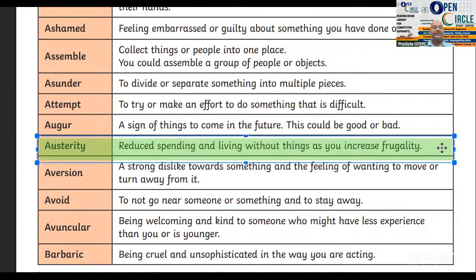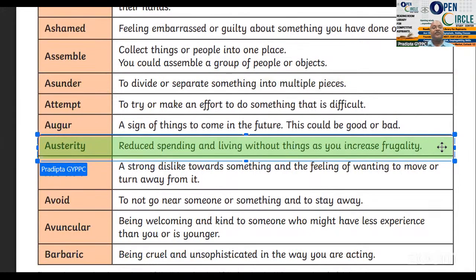The next word is austerity. The word austerity again is a noun. Austerity means reduce spending and living without things as you increase frugality. मतलब जिसको हम कहते हैं संन्यास लेना. आप चीजों को छोड़ देते हो और सिंपल लाइफ जीते हो, उसे कहते हैं austerity. Many Jaina monks, I repeat, many Jaina monks live a life of austerity.